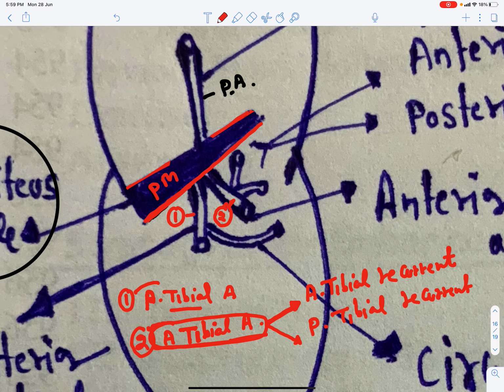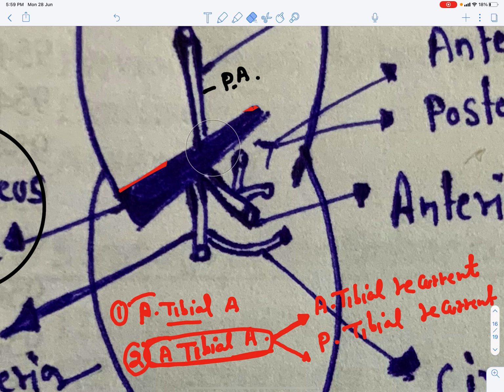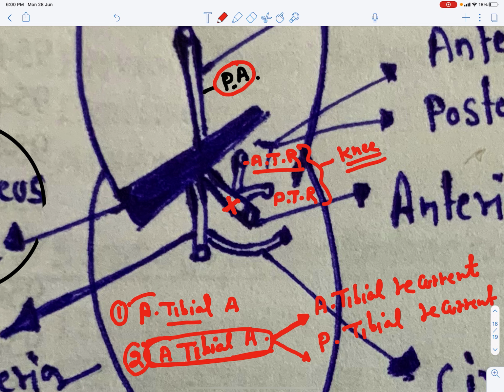See this side here, this is our diagram. This is our anterior tibial artery, which is a terminal branch of the popliteal artery. This anterior tibial artery gives out two branches: one on the posterior side, one on the anterior side. The posterior tibial recurrent and anterior tibial recurrent also supply blood to our knee.